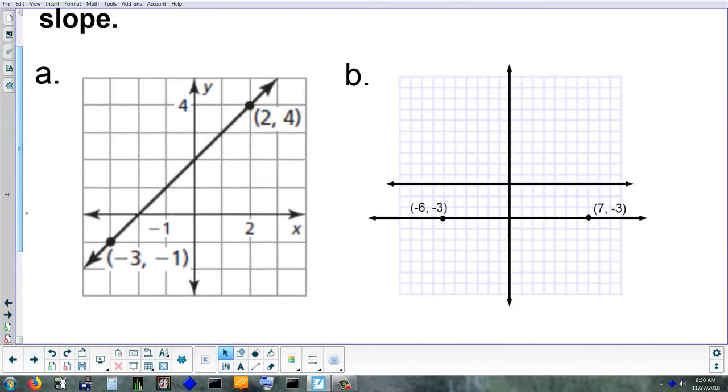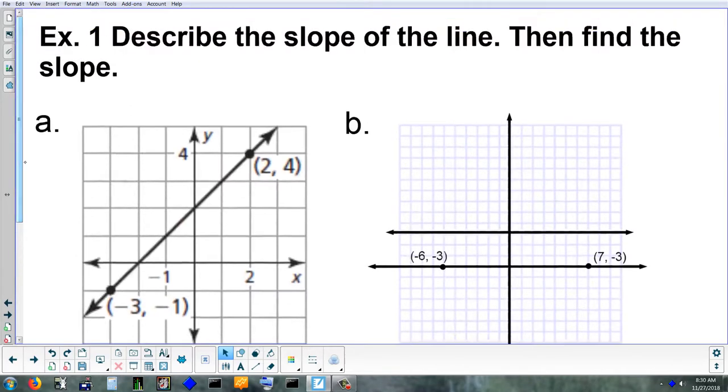So on your notes, you guys have the graphs in here. We're not making you draw the graphs. You already have them. All right? So directions: describe the slope of the line, then find the slope. So what does that mean, describe the slope of the line? Can someone tell me? To see if it's positive, negative, zero, or undefined. Again, that's why we just gave you all those choices. When it says describe the slope of the line, that's what we want to do. Positive, negative, zero, undefined.